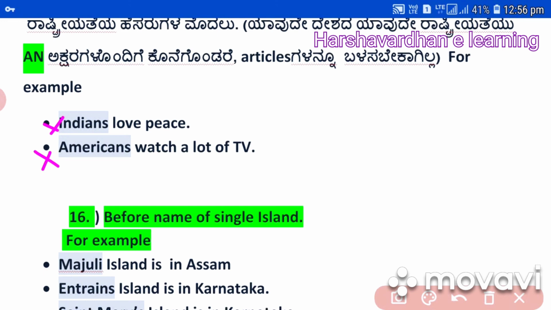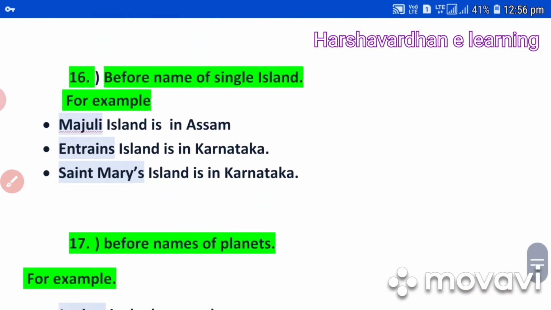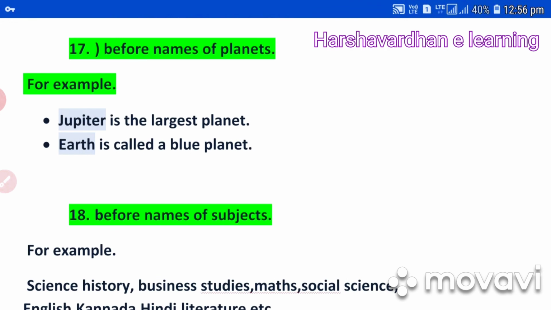Okay, like that. Now, one more. Let's move to 16th. Before names of single islands, commonly we know that before the name of a single island we don't use any article, but when they are in a group we use the definite article. That's simple. For example, Majuli Island is in Assam, Netrani Island is in Karnataka, Saint Mary's Island is in Karnataka, like that. And 17th one is before names of planets.